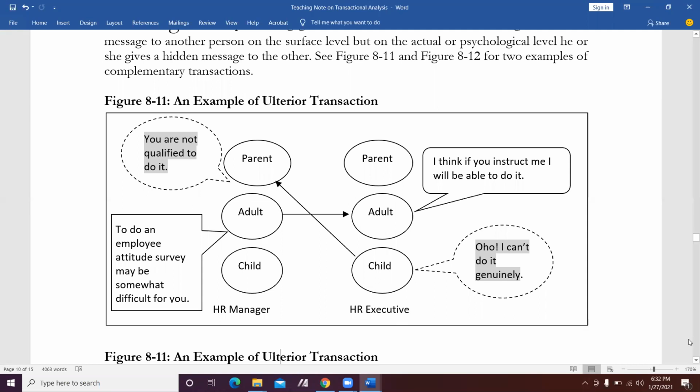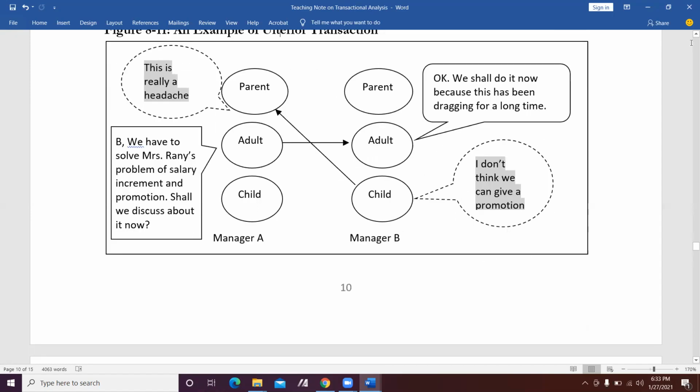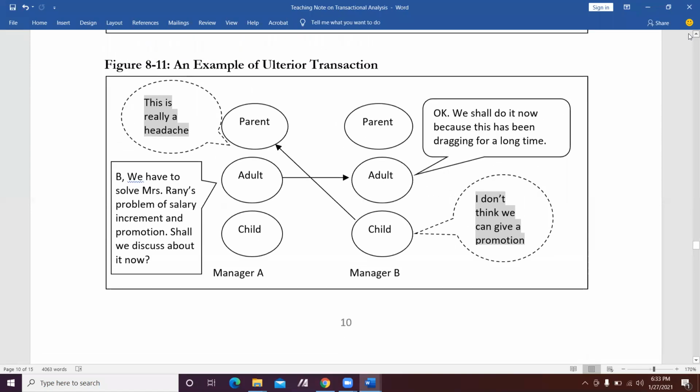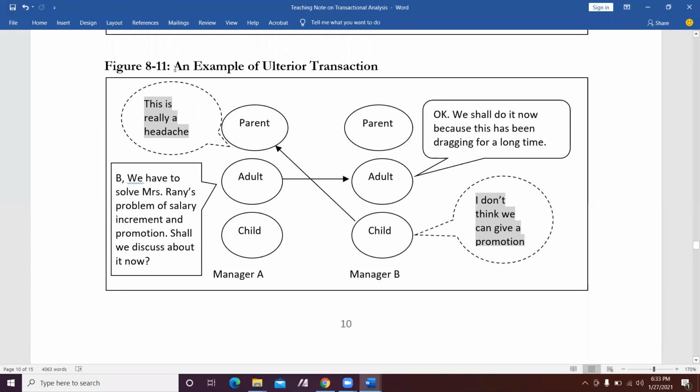In reality, similar things can happen. Of course, they have happened. I have observed it many times. Okay, go to this figure also. Another example of ulterior transaction.